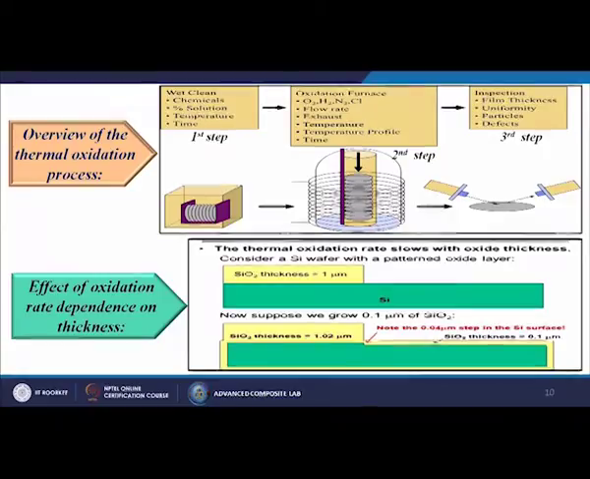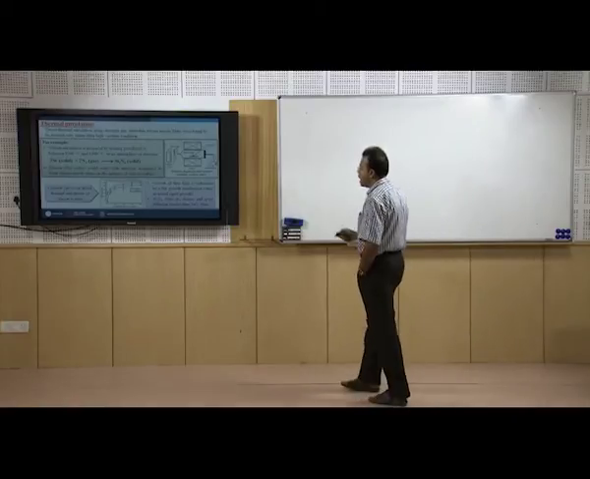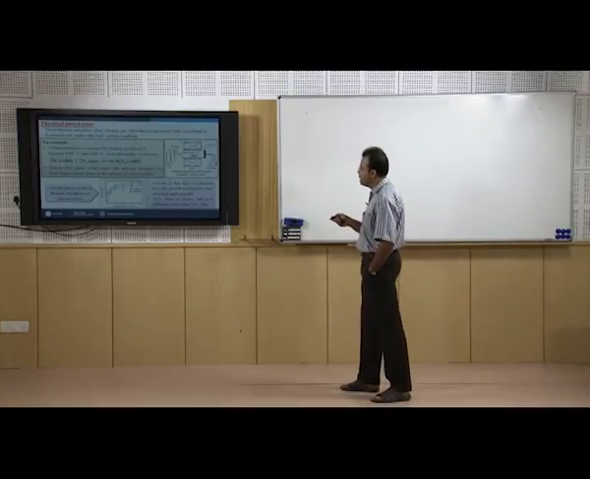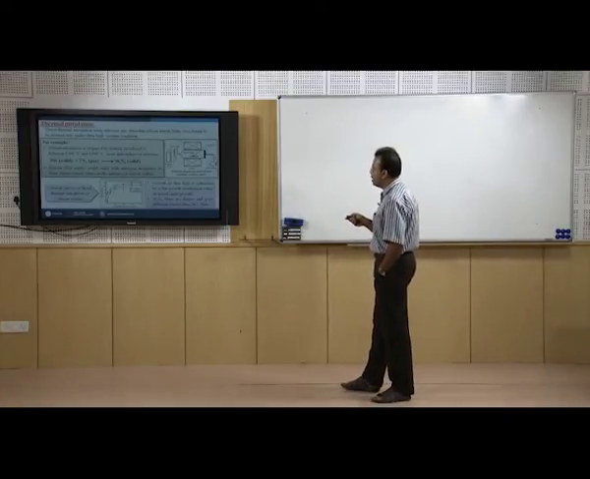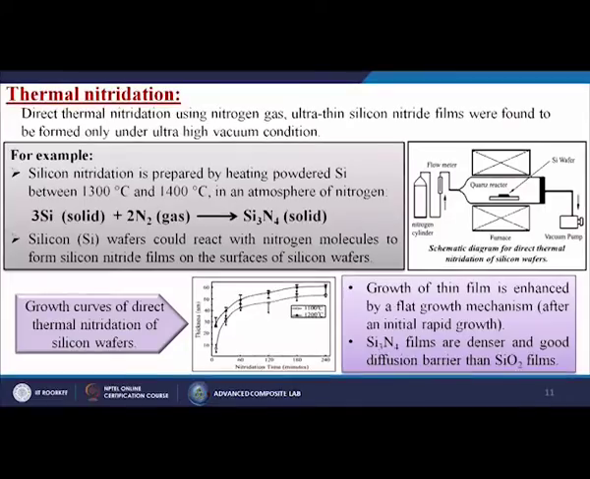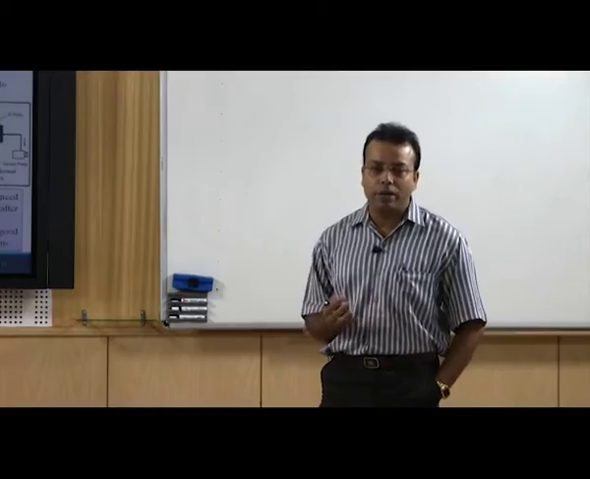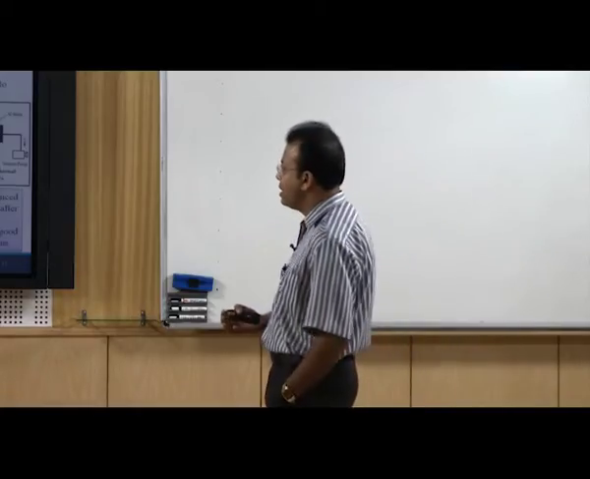Next one is called the thermal nitridation process. So, in direct thermal nitridation using nitrogen gas, ultra thin silicon nitride films were found to be formed only under ultra high vacuum conditions. So, here generally we are doing the nitridation process. In the last lecture we discussed the oxidation process, here we are doing it in a nitrogen atmosphere itself.